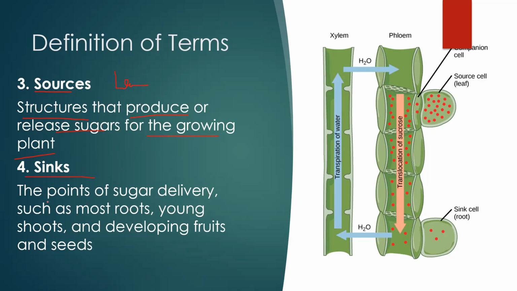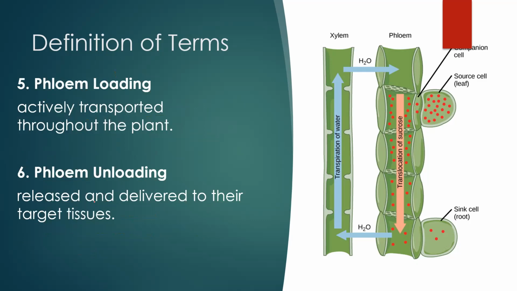While the sink, that is the point of sugar delivery, such as roots, young shoots, and developing fruits and seeds. So, ang pinaka-sink natin is the roots, the shoots, the fruits, and the seeds. Okay? So, ano naman ang ibig sabihin ng phloem loading at phloem unloading? So, kapag sinabi nating phloem loading, para itong sa highway, na kapag sinabi nating loading, ito yung pagsakay. Di ba? Kapag unloading naman, ito yung pag-release or pagbaba.